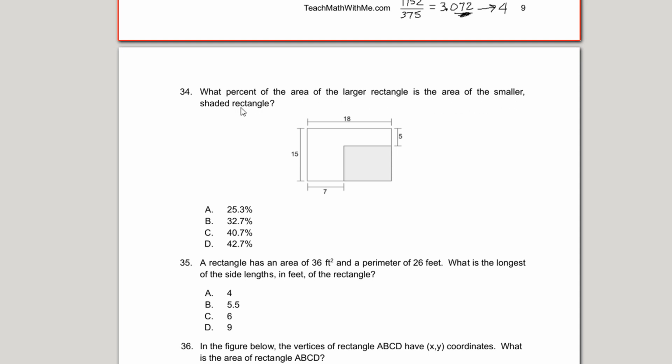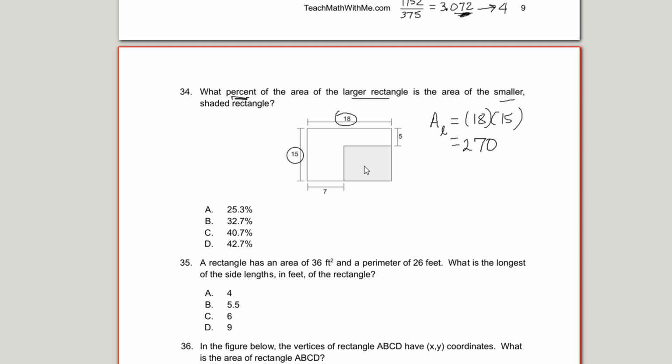Question 34 says, what percent of the area of the larger rectangle is the area of the smaller shaded region? So first of all, we're going to ultimately look for a percent, but we need the larger rectangle and the smaller. So let's take a look at the larger. First of all, it looks like the area of the larger one is going to be the 18 by 15. And when we plug that in, I get 270.